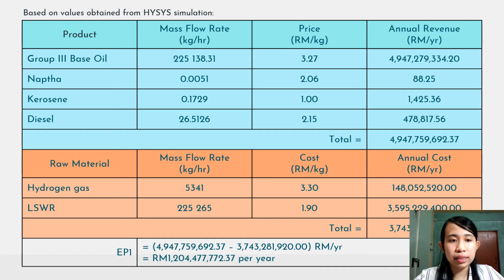After that, we considered the cost of raw materials. Since the hydroprocessing process uses up a lot of hydrogen, that is one of our main raw materials, followed by the main feed that enters from the VDU, which would be obtained from a nearby refinery. Based on that, our total cost is around 3.7 billion ringgit per year. When we subtract the annual costs from the revenue, we still get a positive output, which is around 1 billion per year.